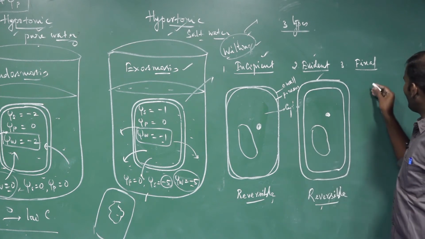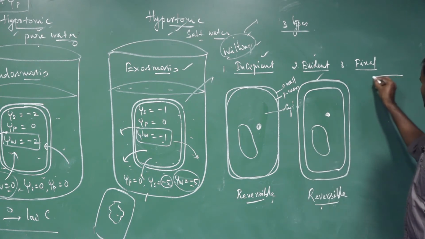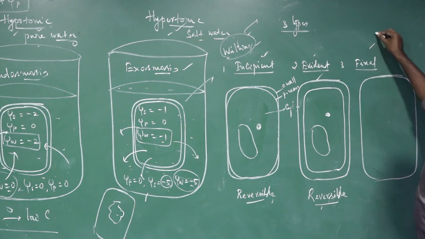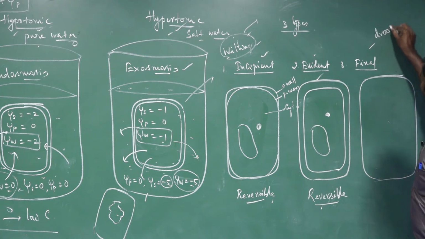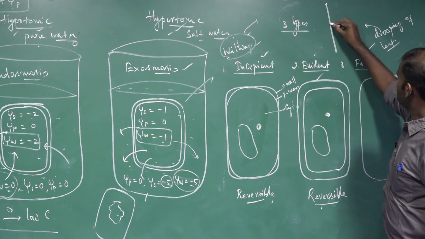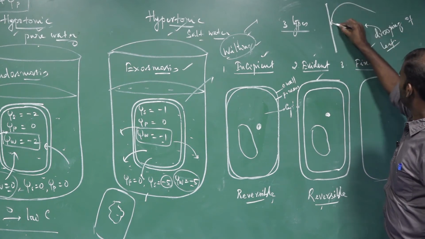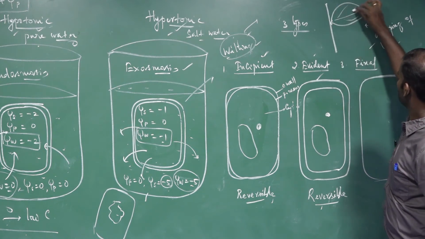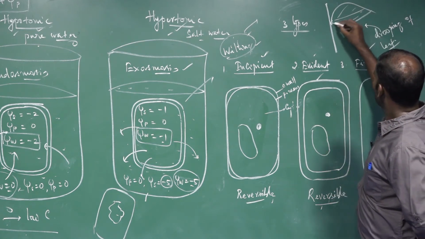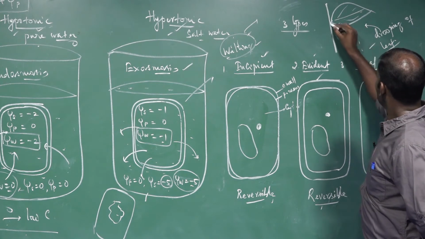But whereas in final plasmolysis, there is severe wilting and drooping of the leaf. Drooping of leaves takes place. Do you know what is called drooping? See, it is a leaf, a normal leaf. Due to water scarcity or loss of water, the leaf becomes droopy.